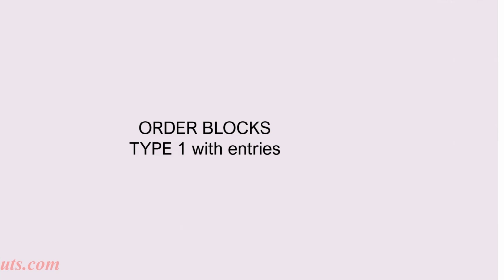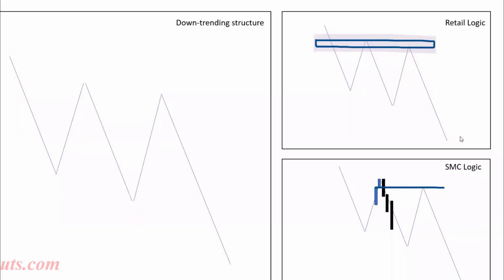So moving on from that last lesson where we talked about institutional order flow. What I mentioned in that video is order blocks, and we've got different types. Me personally, I would break it down into 3 different types. I'm going to be looking at type 1 with entries, and every single one is going to be how you enter, where you put stop loss, where you put take profit. But yeah, let's just get into it.